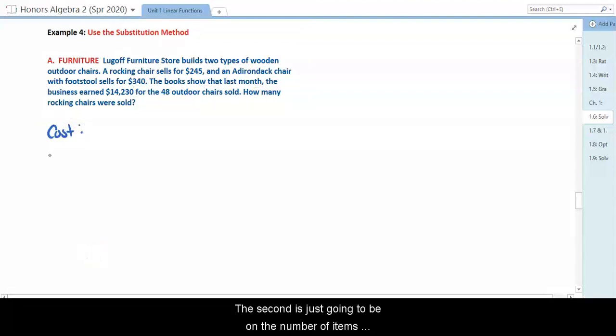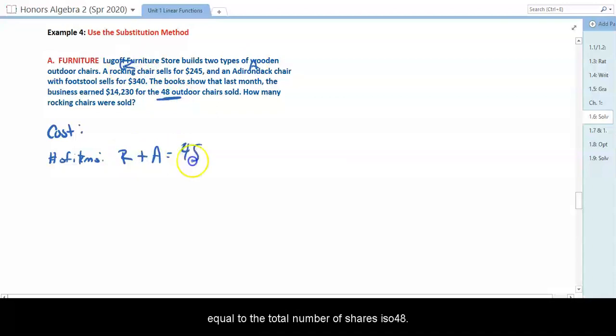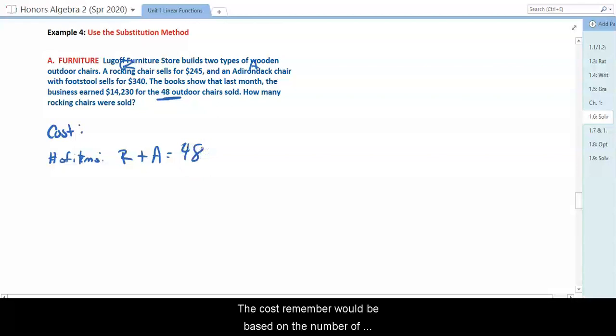The second is just going to be on the number of items. So in this case, the number of chairs that we sold. This is the easier equation because let's use some variables here. Let's use R for rocking chair and A for Adirondack. And so the number of rocking chairs plus the number of Adirondacks is equal to the total number of chairs I sold, 48. The cost, remember, would be based on the number of chairs that I sold for how much.